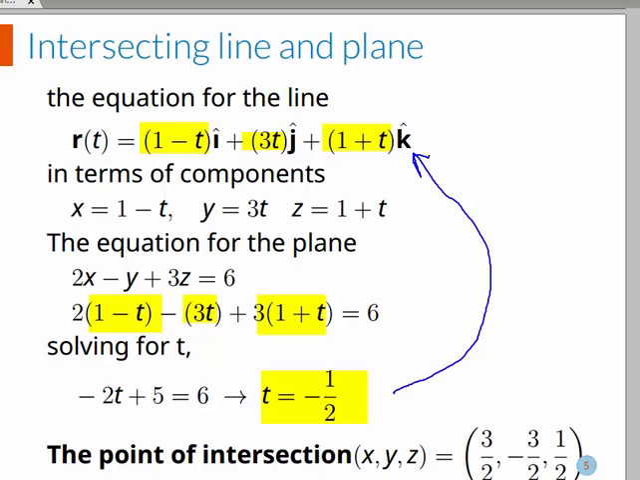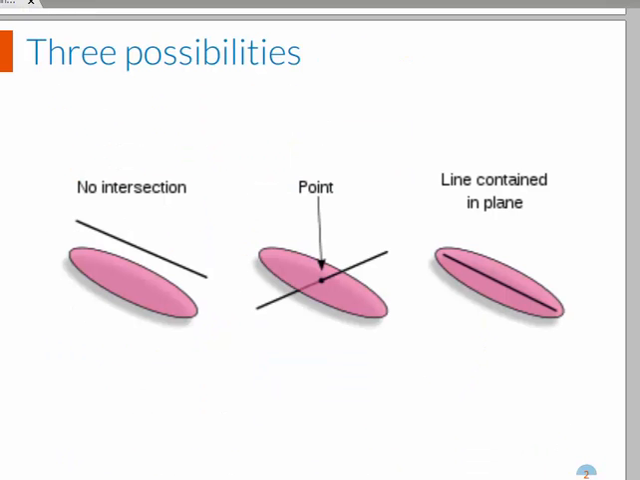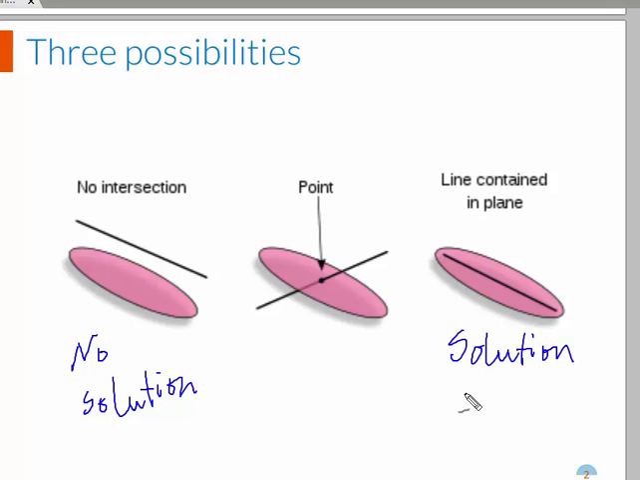So those are the three cases. Let's look at them again. We have the case of no intersection. In this case, the procedure we went through had no solution. In the case that the line is contained in the plane, there's a solution, and the solution is valid for any value of the parameter t. And for the case where the line intersects the plane at one point, we have a solution for t. And from that solution for t, we find the x, y, z coordinates for the point.